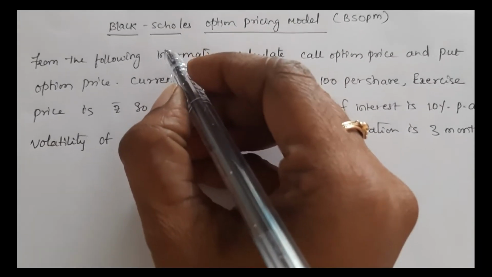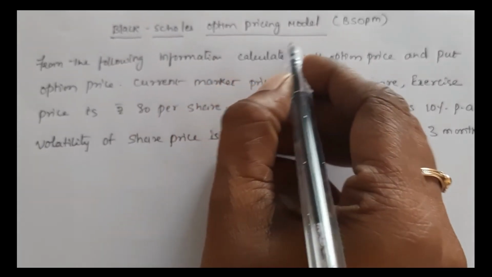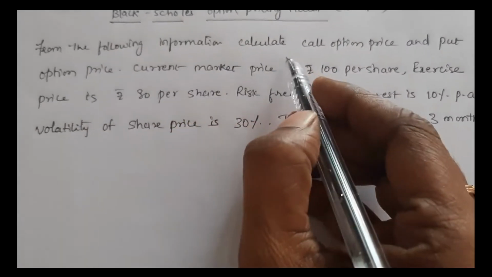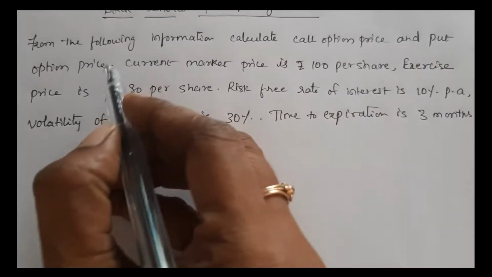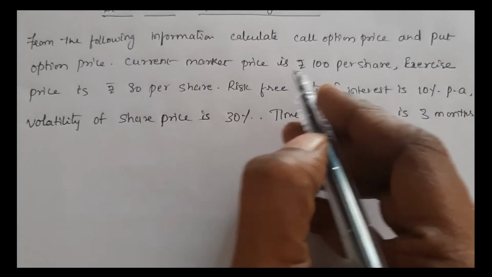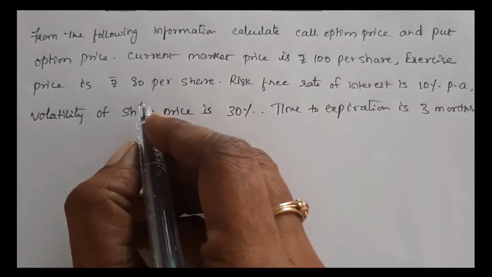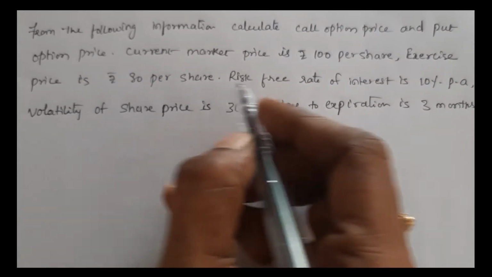Hello, we will see the sum on Black and Scholes option pricing model. Here it is the sum. From the following information, calculate call option price and put option price. Current market price is rupees 100 per share. Exercise price is rupees 80 per share.